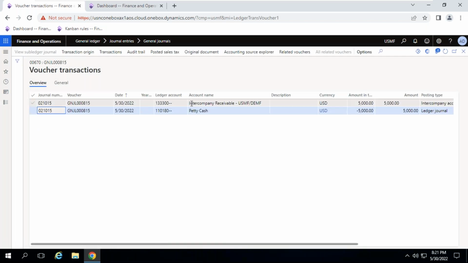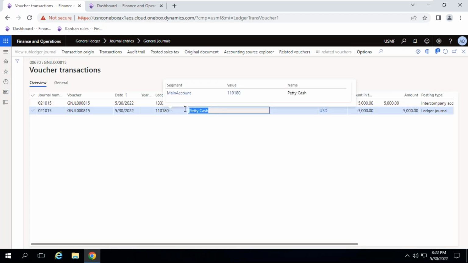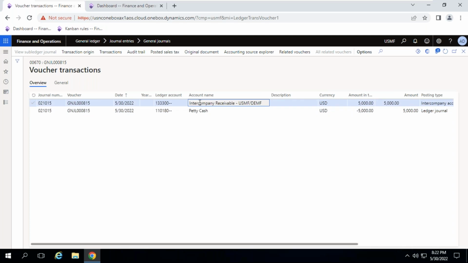It is the amount we need to receive from the DMF company, and cash. We need to receive from the DMF company. Understood? This is intercompany. From where it is coming, I will explain to you. Don't worry about that one.